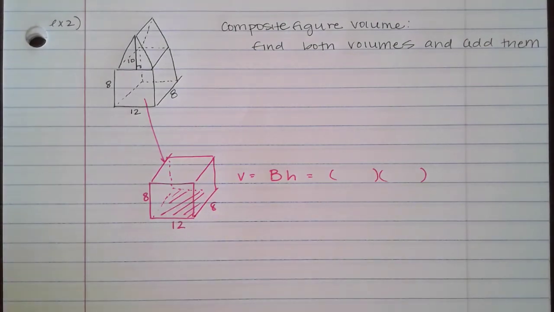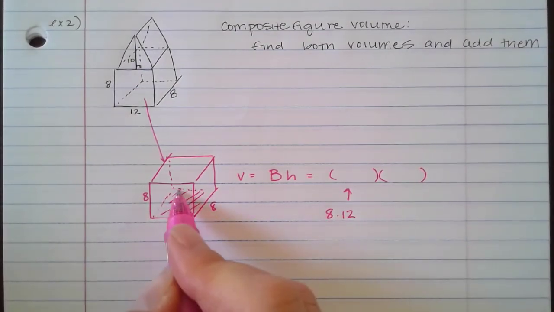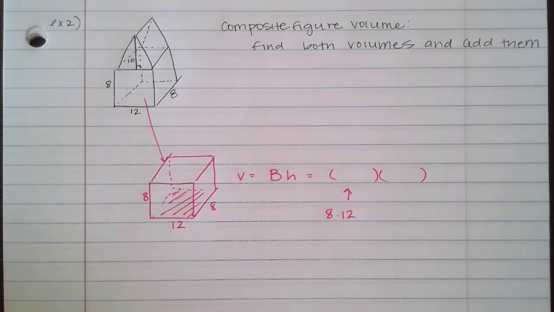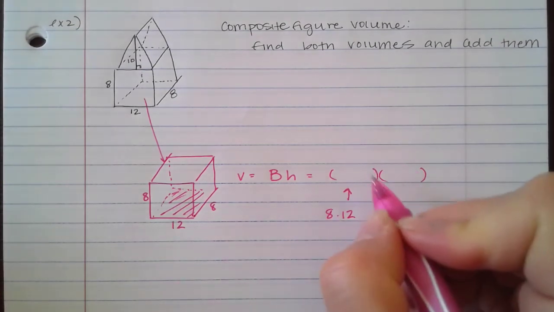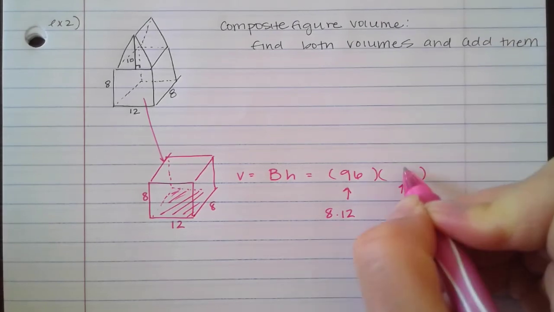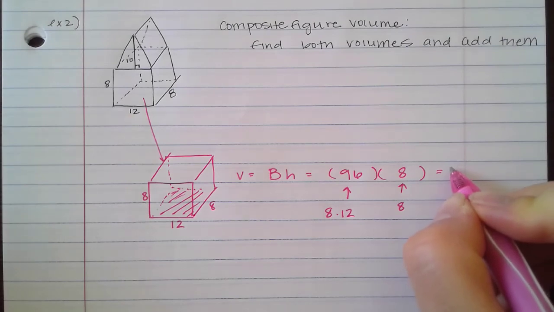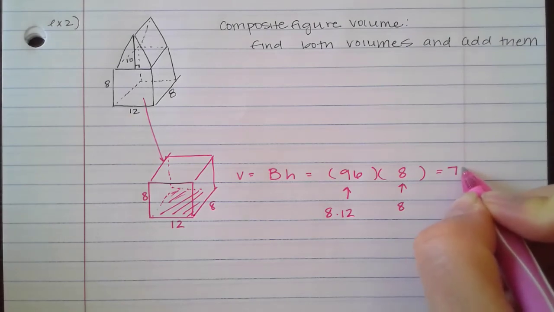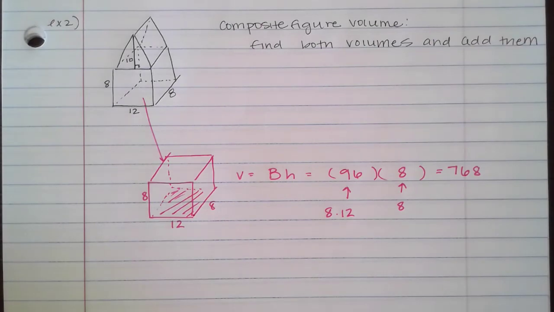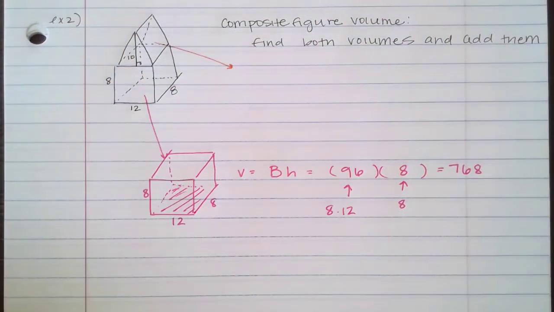And the area of that base is 8 times 12, because that would be the rectangle base right there. And 8 times 12 is 96. And then the height, in that case, is 8. Plug that in your calculator. What do you get? 768 units cubed. I don't really need that there because I'm going to do the top one first and then add it up at the end. Okay. We're done with half of it.